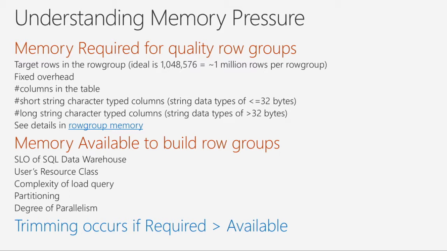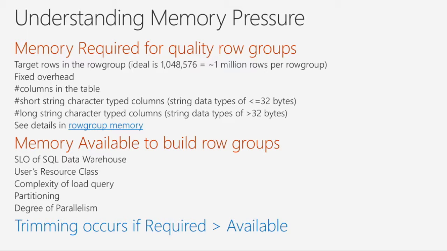So memory pressure. We need memory to compress, as mentioned earlier, and there's a bunch of fixed overhead that we need to go pay. Number of columns, the types of columns that you have. Integers work better than strings. Short strings and long strings have different impact on compression. If you want more details, we provide the link there on how to calculate the amount of memory you need, and we'll show you the queries that pull that through also. We also need memory to go build the row groups. And a few things will affect how much memory you have available, certainly your SLO, your service level objective. DW100 versus DW6000, you're going to have very different amounts of memory available to build your row groups.